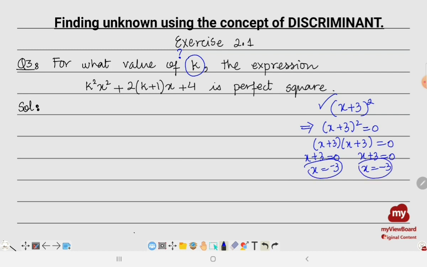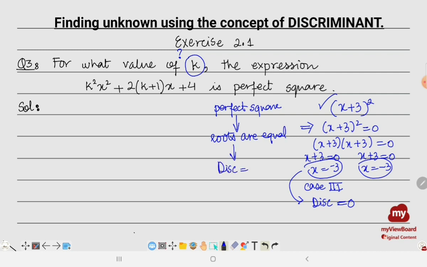Now how are we going to relate this concept with the concept of discriminant? As from case 3, if the roots are equal, then the value of the discriminant should be equal to 0. So this is the concept that we are going to use. If the expression is a perfect square, then its roots will be equal, and if the roots are equal, then the value of the discriminant is equal to 0. So the given expression in the question has to be a perfect square, so the value of its discriminant will be equal to 0.